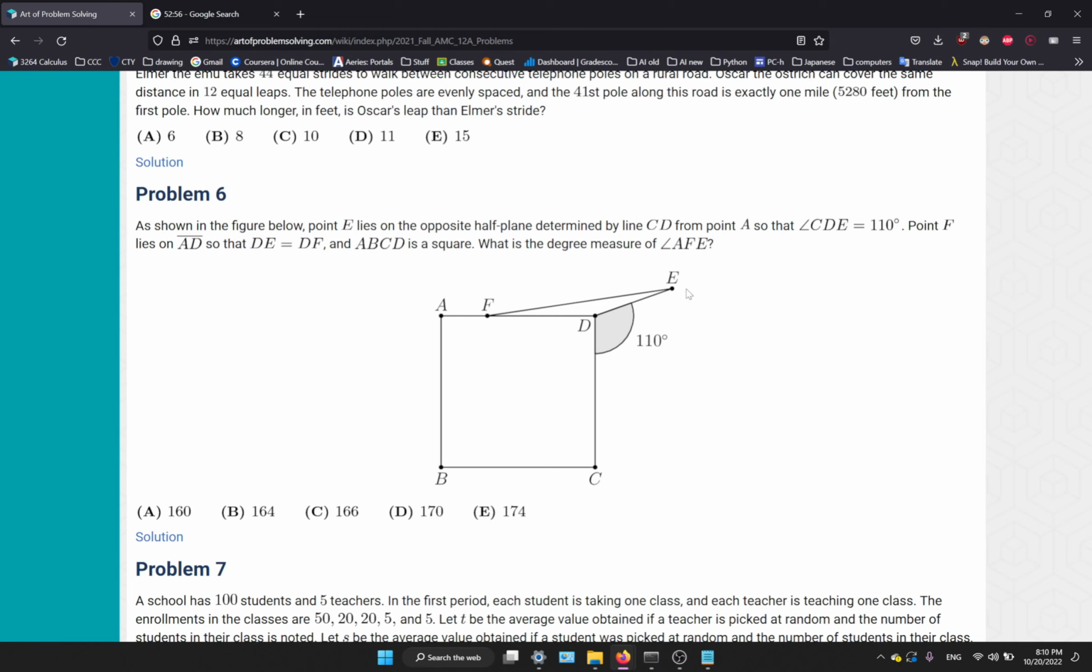So what do these angles have to be? In isosceles triangles, these angles are the same. So what's one of them, if you know that the angles sum up to 180 in a triangle? 10. Okay, so we know this small angle right next to here is 10. So how do we find this big angle, AFE?